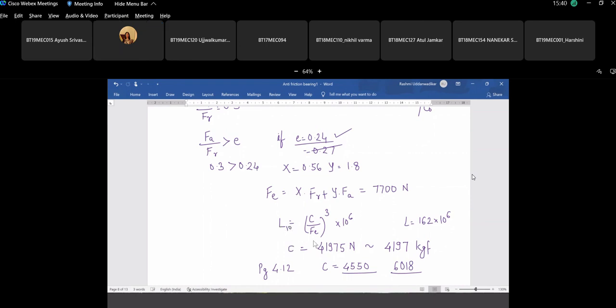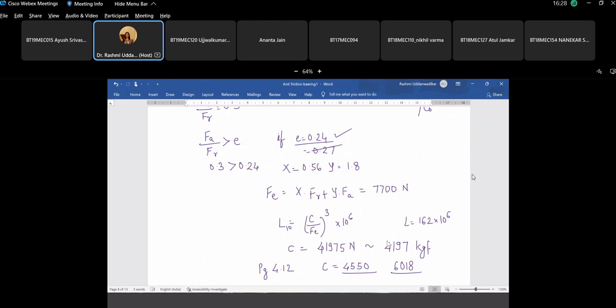So value of L10 is given. FE we have calculated, so we got the value of C, which is the dynamic load carrying capacity, which came out to be 41975 Newton. Now we have to check for what number of ball bearing we get the dynamic load carrying capacity as 41975 Newtons. Design data book is giving the value of dynamic load carrying capacity in kgf. Assuming g as 10, we have converted this to 4197 kgf. Now, we have to select a bearing which is close to this dynamic load carrying capacity. Now, either we'll have a value of C less than this or greater than this.